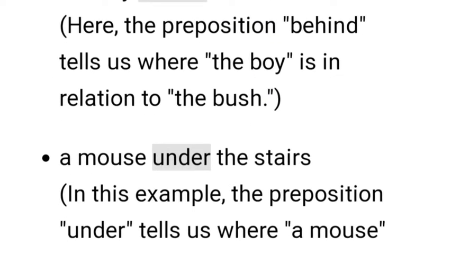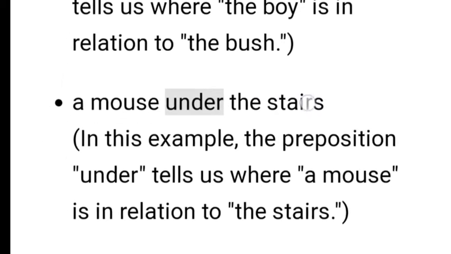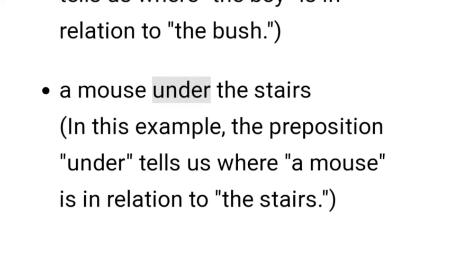The boy is behind the bush. So behind tells us the relation between the boy and the bush, how the boy is related to the bush. The boy is related in that he is behind the bush. Okay, a mouse under the stairs. In this example, the preposition under tells us where a mouse is in relation to the stairs.